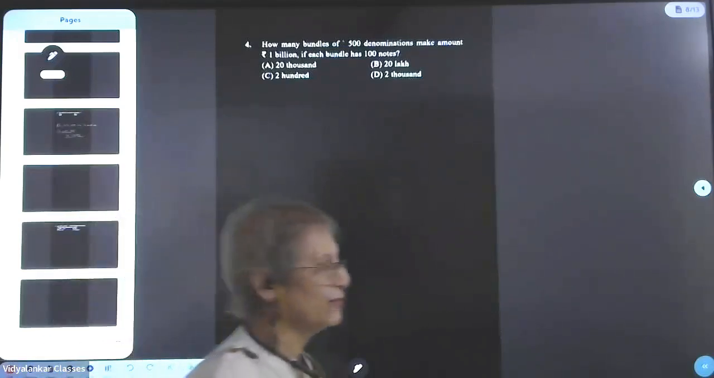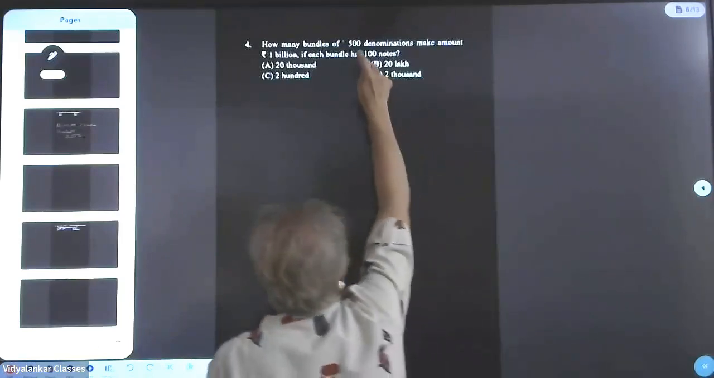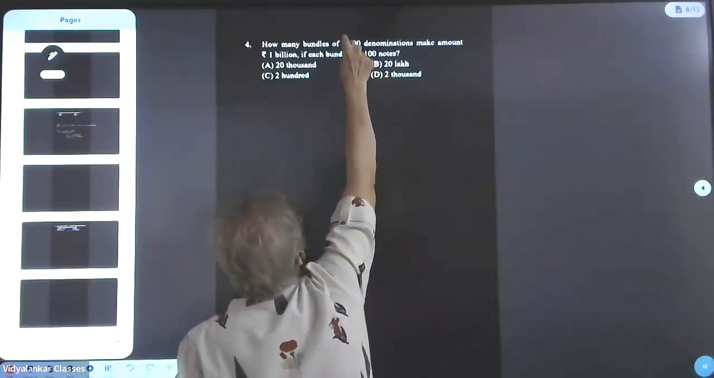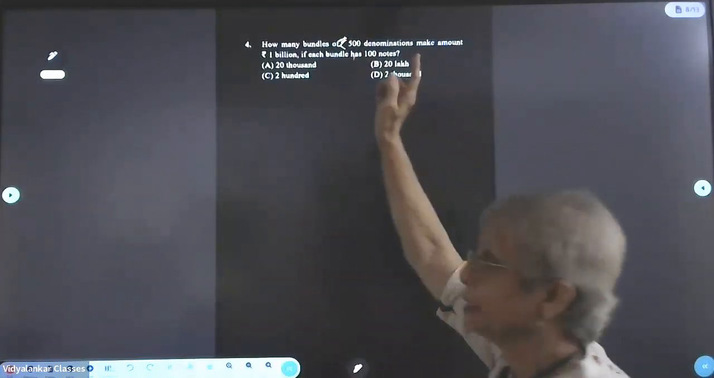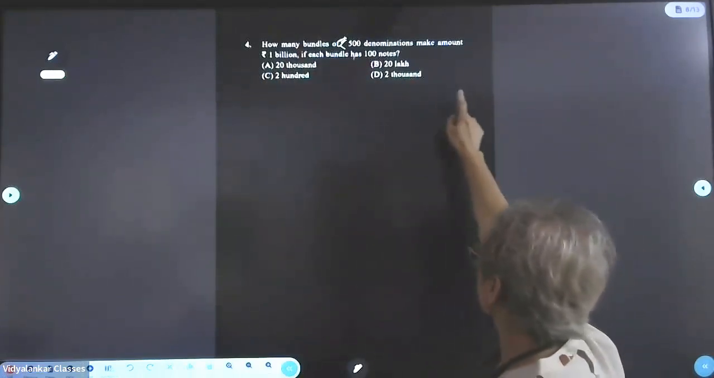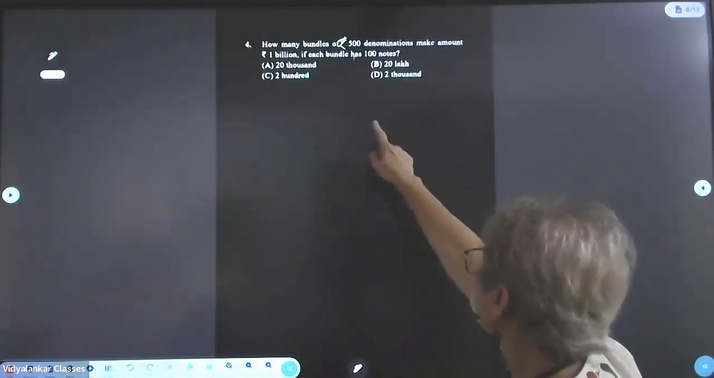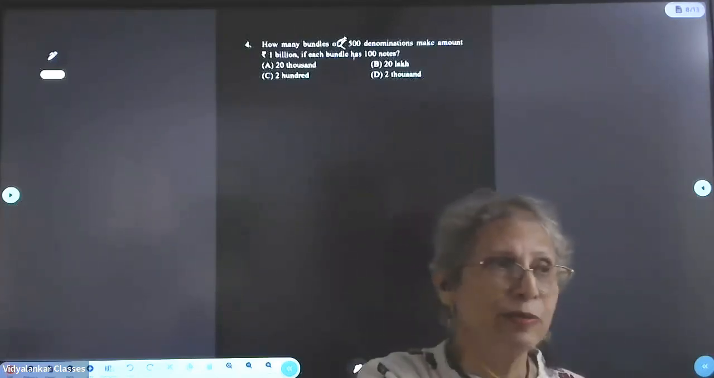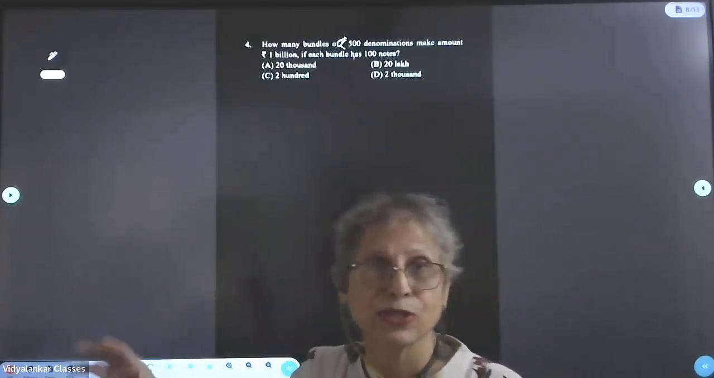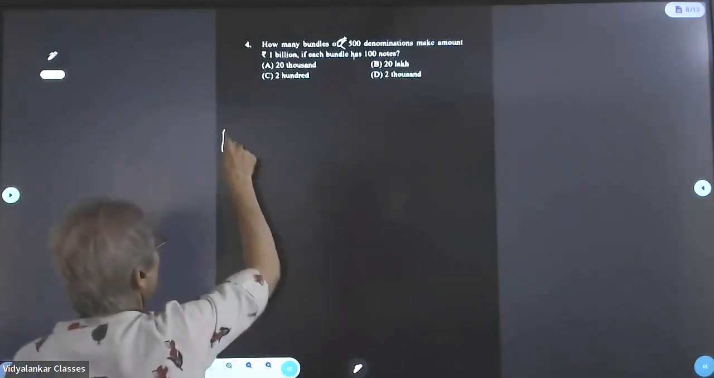Similar type, but slightly different. Look here, how many bundles of rupees 500 denomination? I will do the correction over here. This is rupees 500. Now each note is of 500. 500 denomination, make the amount 1 billion. If each bundle has 100 notes, now we have to count bundles, not separate notes. We have to make bundles of 100, 100, 100, 100 notes. So how many bundles?